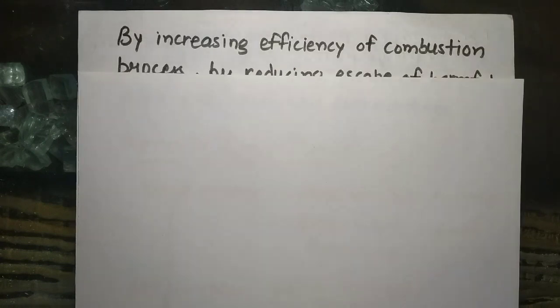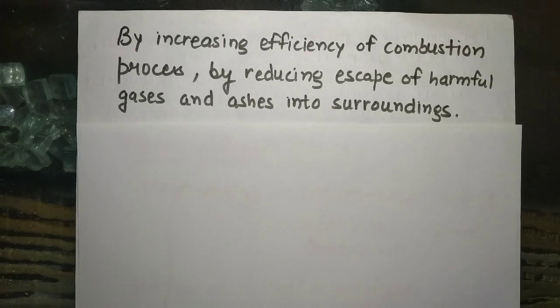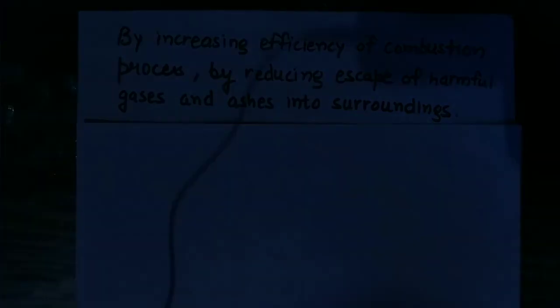the ways to overcome these drawbacks first so that we can use the energy sources that are available to us presently. This drawback can be removed by increasing the efficiency of the combustion process or by reducing the escape of harmful gases and acids into the surroundings. Although in every source heat energy is required, heat energy is generally available from these fossil fuels.